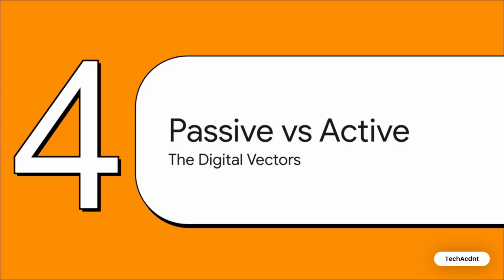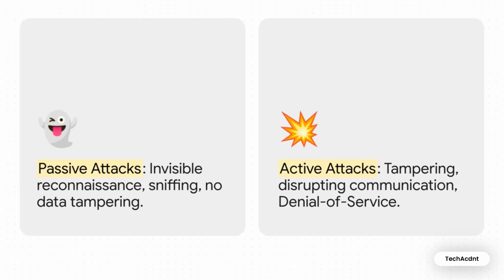Let's look closer at Section 4, passive versus active attacks, focusing on those purely digital vectors. Let's contrast the first 2. A passive attack is basically a ghost. It's a silent, invisible threat. It's all about pure reconnaissance, just sniffing around. They never actually tamper with your data. An active attack, on the other hand, is loud and destructive. They are actively messing with your data, completely disrupting your communication, or just taking you offline entirely with a denial-of-service attack.